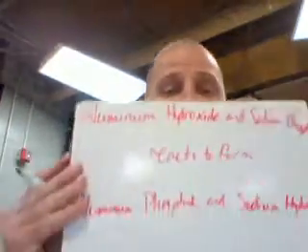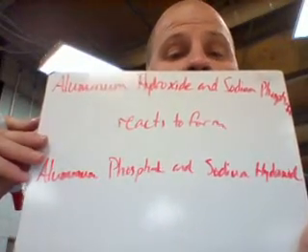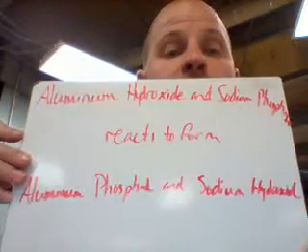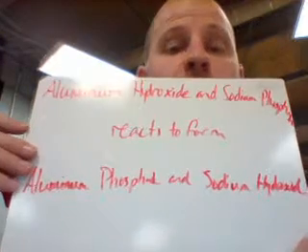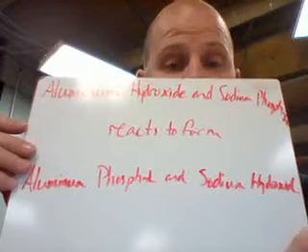So what we're going to do is break it down into a couple of different steps. There are a couple of things within the sentence that you can automatically cross off, that you will just be able to recognize. So here's what we have on this board: aluminum hydroxide and sodium phosphate reacts to form aluminum phosphate and sodium hydroxide. There are a couple of things we can do to start to break the sentence down.